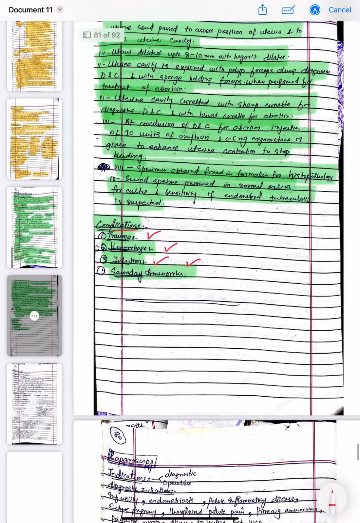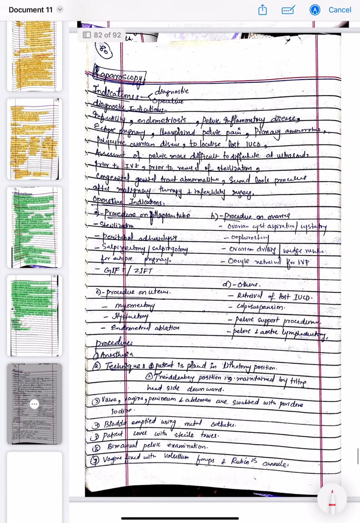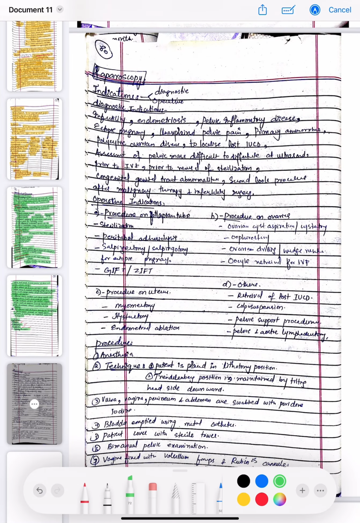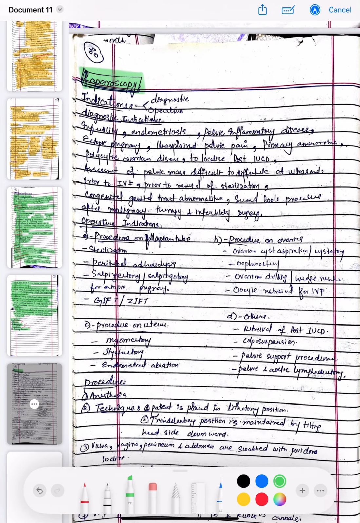Now coming towards the second procedure, that is laparoscopy. Laparoscopy is one of the major procedures in the field of gynecology, and the indications are both diagnostic and operative. The diagnostic indications are infertility, endometriosis, pelvic inflammatory diseases, ectopic pregnancy, unexplained pelvic pain, primary amenorrhea, polycystic ovarian disease, and to localize the lost IUCD.